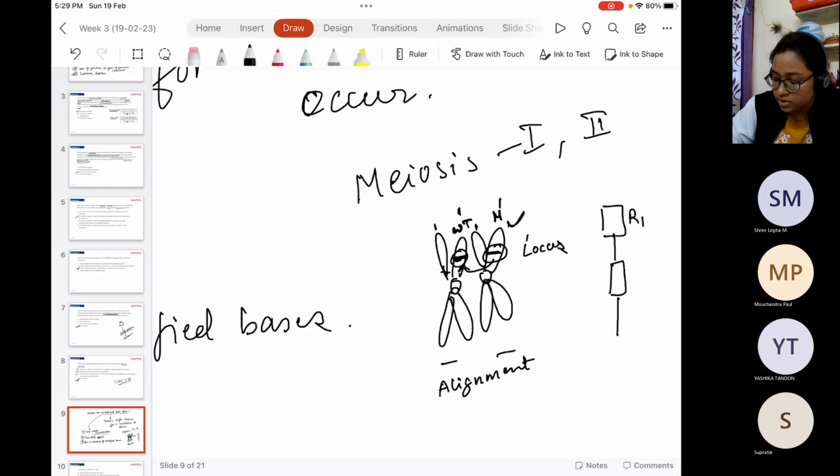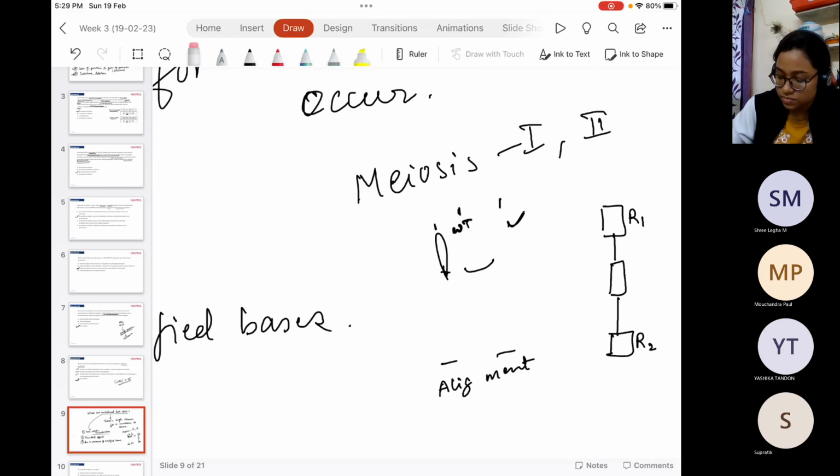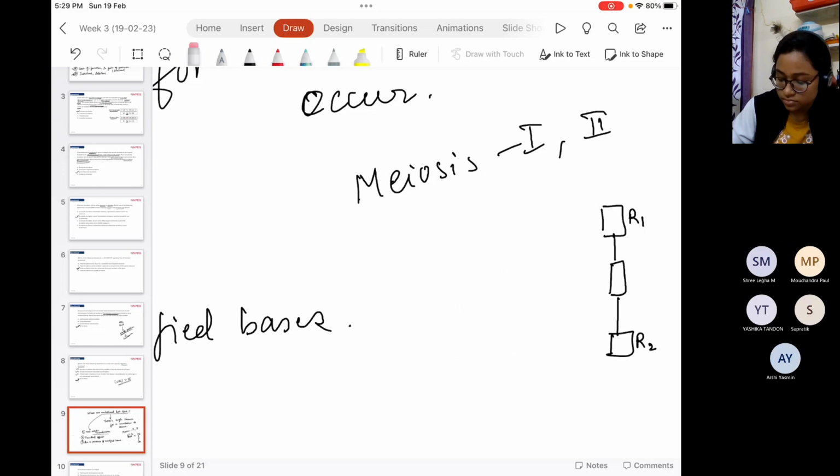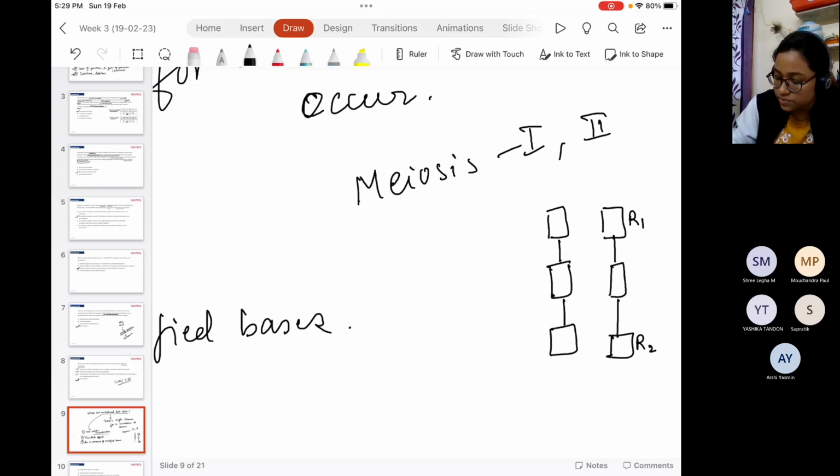So this is repeat R1, this is repeat R2, and this is the homologous chromosome. It also contains the same allele of this particular gene, and it is also flanked by the same repeats. So if it is properly aligned, then during recombination, some DNA material will be exchanged from here to here in a crisscross manner, and here also in a crisscross manner.